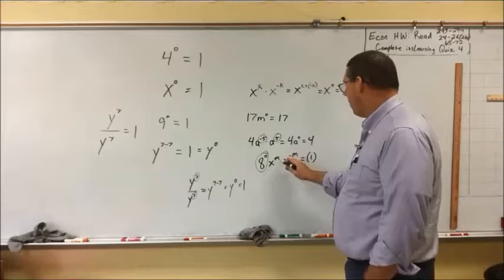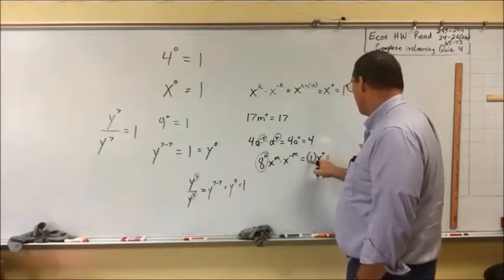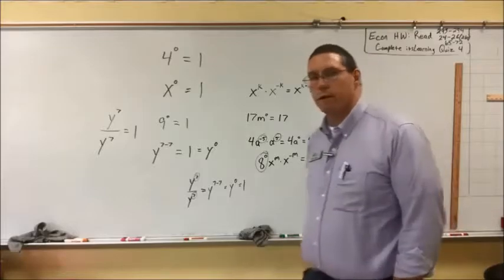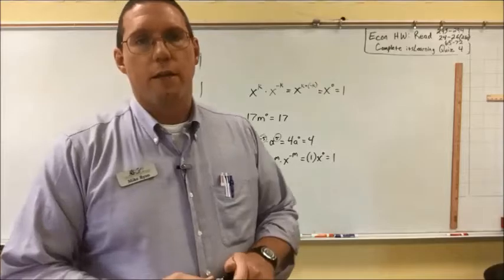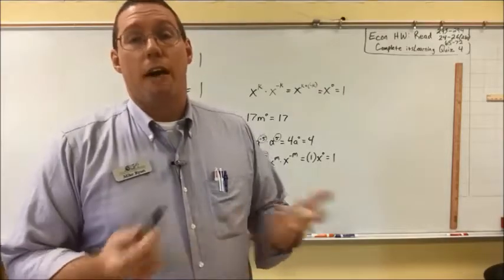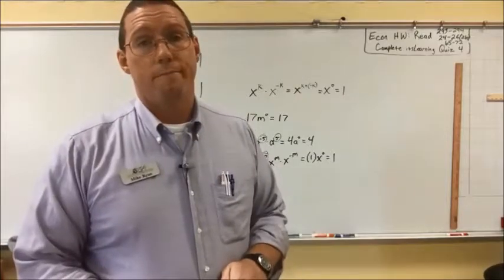X to the m power times x to the negative m power, that's x to the 0 power. So that's 1 times 1. So the answer there is 1. So sometimes it gets sort of clever and annoying and tricky in these problems. So watch out for that. But the basic rule is anything to the 0 power is equal to 1.